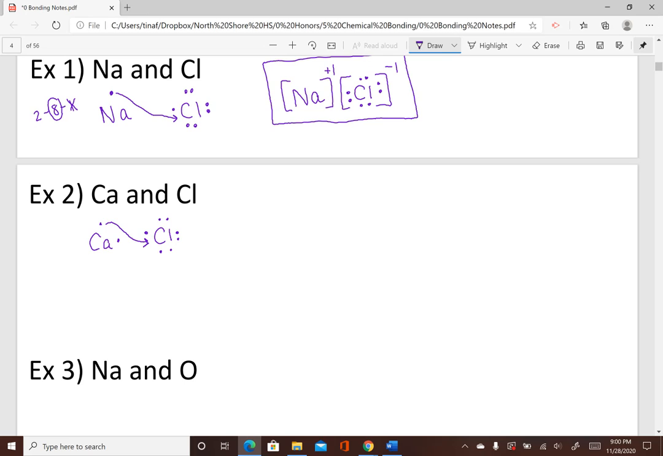So guys, if your metal has 2 valence electrons or 3 valence electrons, it has to give all of them away. It can't just give away one. So for this example, I need another chlorine because I need to give away another electron. Now that I have a second chlorine, I have somewhere for that other electron to go. So right now you might seem like, how are you allowed to do that?